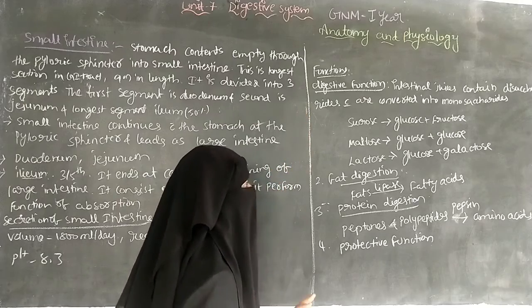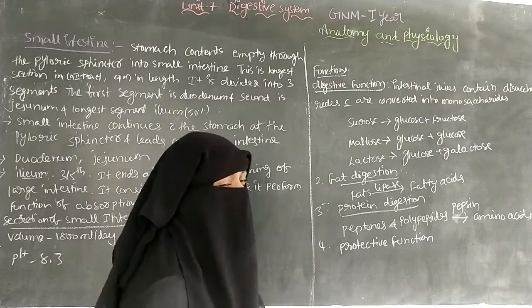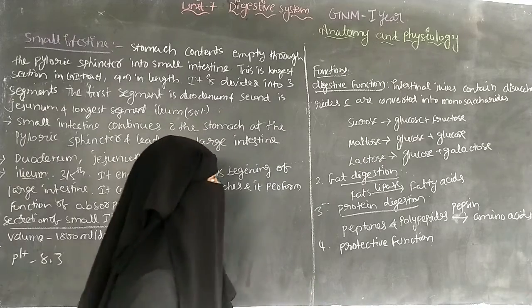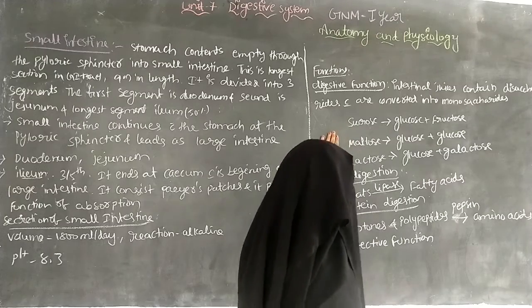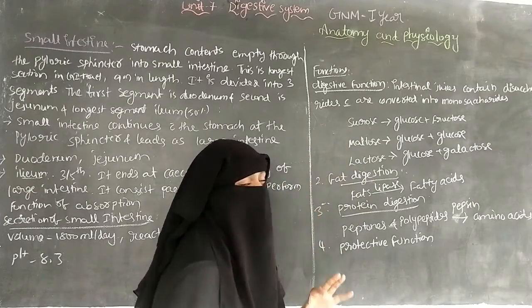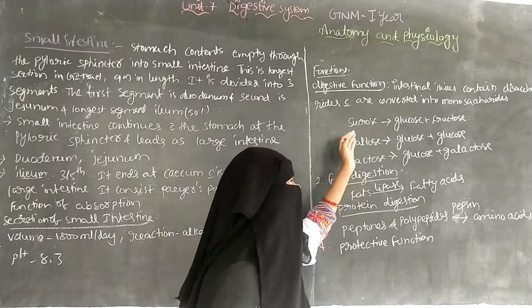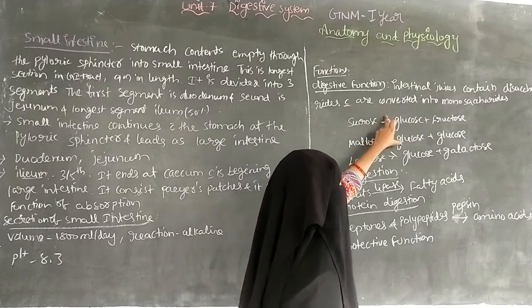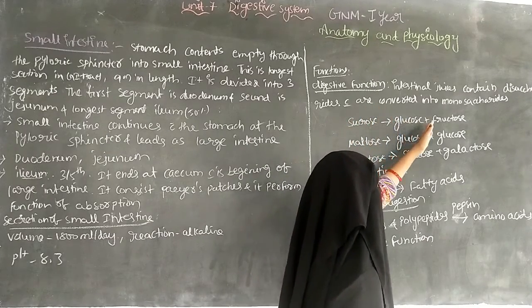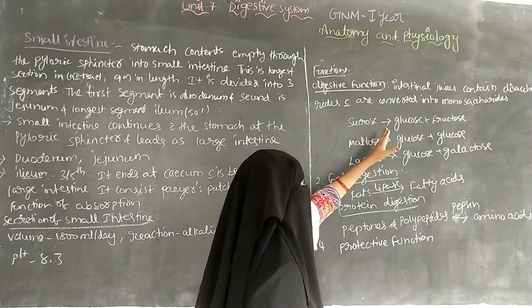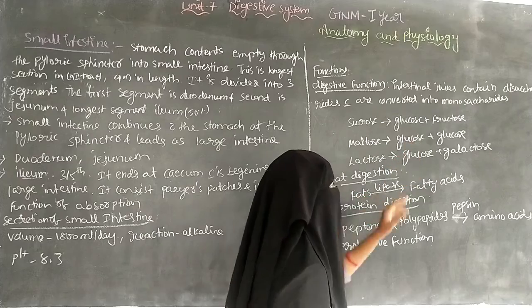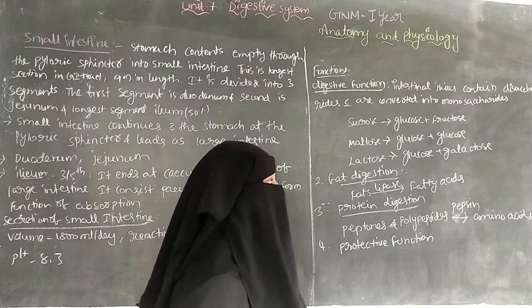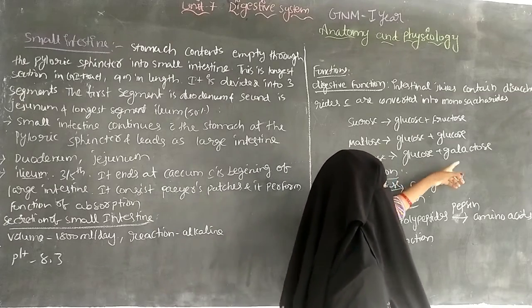So in the digestive function, the intestinal juices contain disaccharides, which are converted into monosaccharides. For example, sucrose, maltose and lactose are all disaccharides converted into monosaccharides. Sucrose is converted by sucrase into glucose and fructose. Maltose is converted by maltase into glucose and glucose. And lactose is converted by lactase into glucose and galactose.